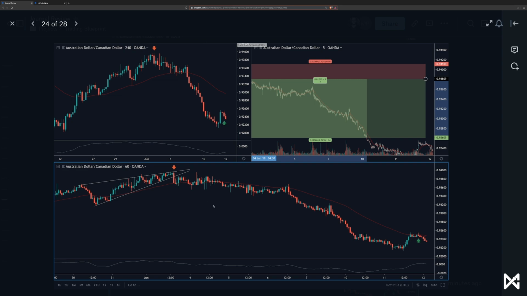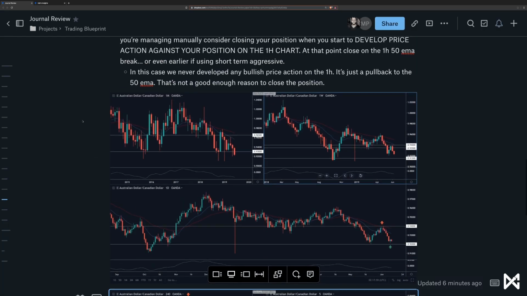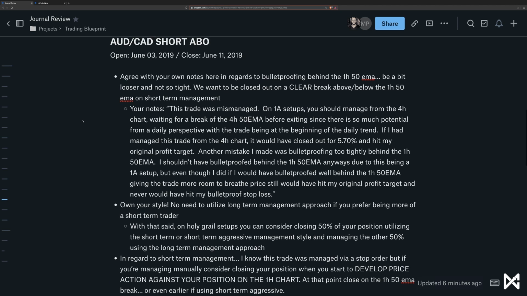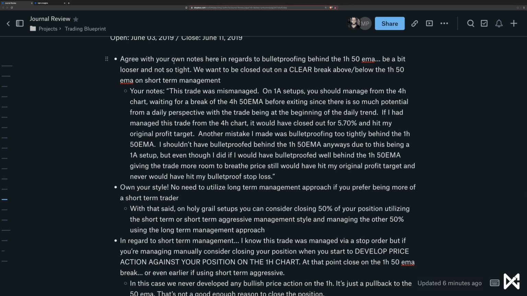Okay, so let's have a look at the notes and see what there is to say about this one. So I agree with your own notes here in regards to bulletproofing behind the 1 hour 50 EMA.